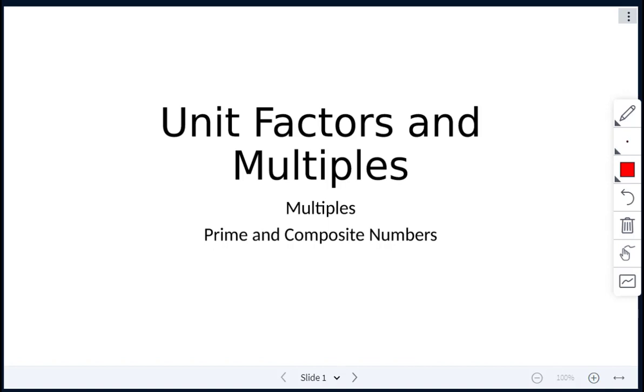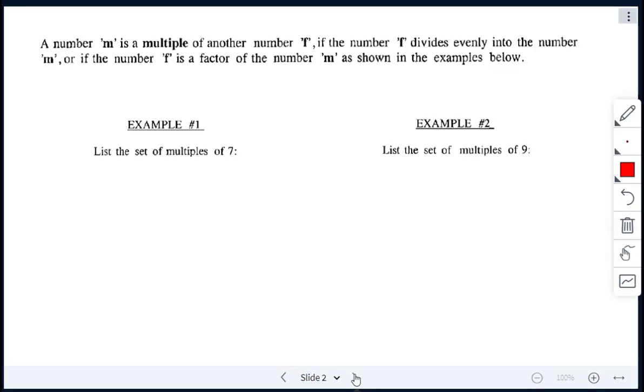All right, so today's class in our unit on factors and multiples, today we are looking at multiples, and we will also be looking at prime and composite numbers. So firstly, what is a multiple? A number m is a multiple of another number f if the number f divides evenly into the number m, or if the number f is a factor of the number m, as shown in the examples below.